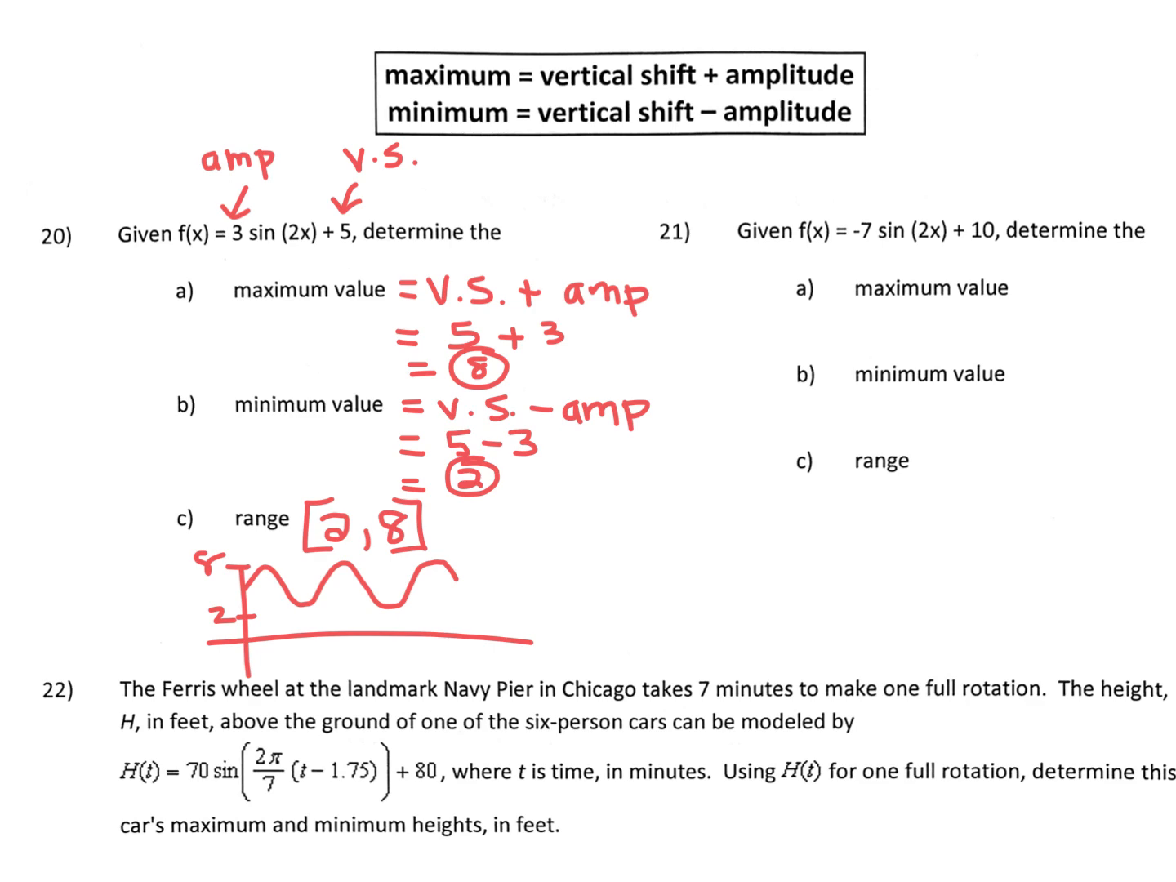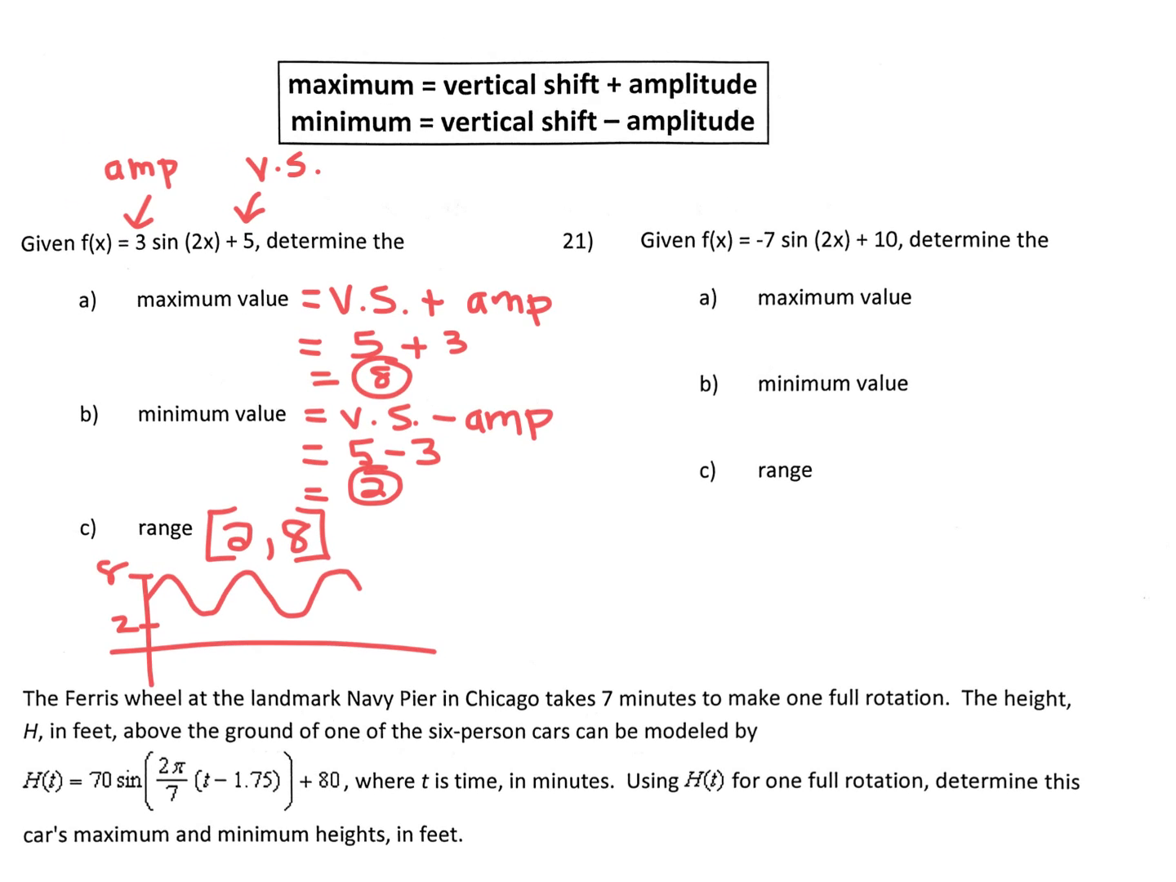Okay, so now why don't you guys try the same thing for 21, okay? And just a reminder, your vertical shift is this number here. Ooh, and be careful with this one, because look at this. What is our amplitude? Remember what we talked about with amplitude. Amplitude is really the absolute value of this number. It has to be the positive of this number. So our amplitude is equal to positive 7, not negative 7. When we're talking about height, it is a positive value. Okay, so try out A, B, and C and see how you do.